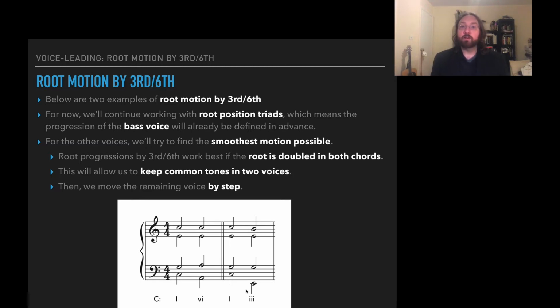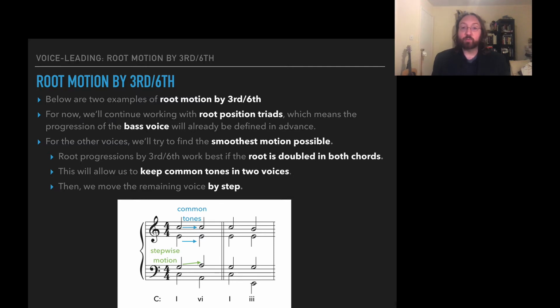Root progressions by third and sixth work best, like many of these progressions, if the root is doubled in both chords. This will allow us to keep a common tone, and not just a common tone, but two common tones between the chords. So keeping a common tone in two voices. Here we see the common tones of E and C between the C major chord and the A minor chord. The remaining voice will just simply move by step to the nearest chord member.